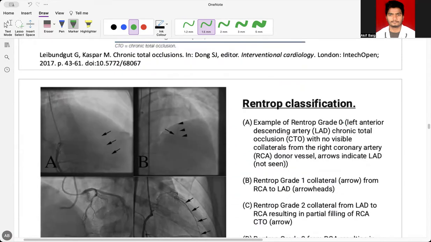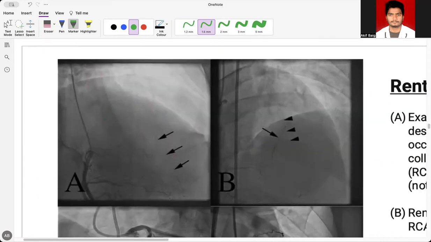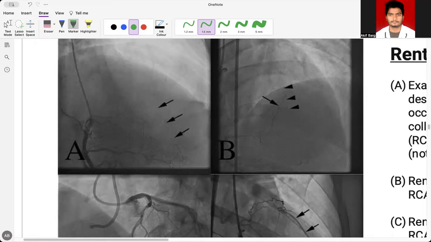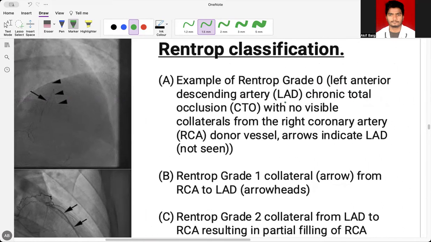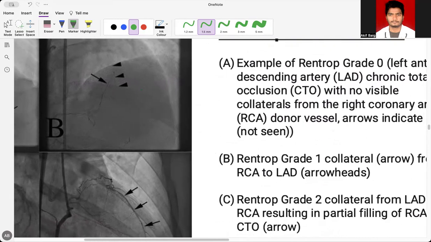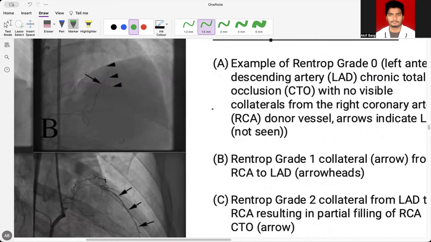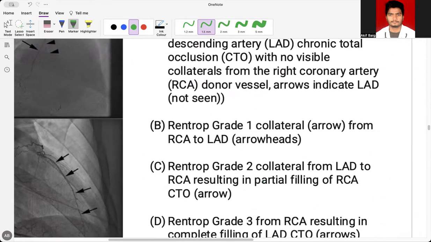Rentrop 0 means you can see here that the left anterior descending is completely occluded, and you can see that the collaterals are formed only from the RCA. These are all collaterals. Hardly any filling of the left anterior descending is seen here. So grade 0 means chronic total occlusion with no visible collaterals from the RCA. If the collateral is minimally visible, that is grade 1. Grade 2 is collateral from LAD to RCA resulting in partial filling.